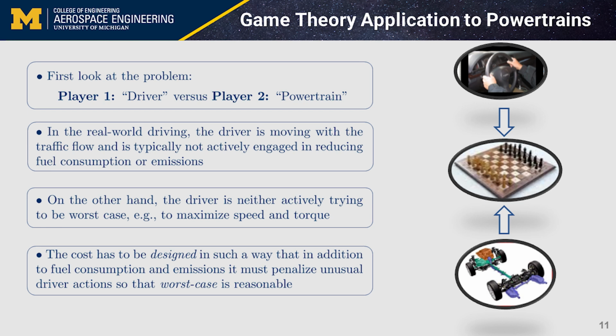If you think about real-world driving, the driver really is moving with the traffic flow and is typically not actively engaged in reducing fuel consumption or emissions, or trying to do the worst possible job in terms of maximizing fuel consumption or emissions. Perhaps hypermilers are an exception, as they are actually trying to reduce fuel consumption, but typical drivers don't do that. What that highlighted was the need to design a cost in such a way that, in addition to fuel consumption and emissions, it must somehow penalize unusual driver actions so that the worst case becomes reasonable.